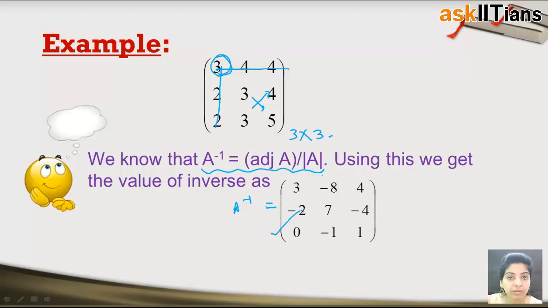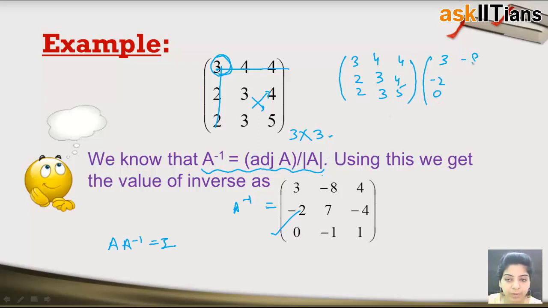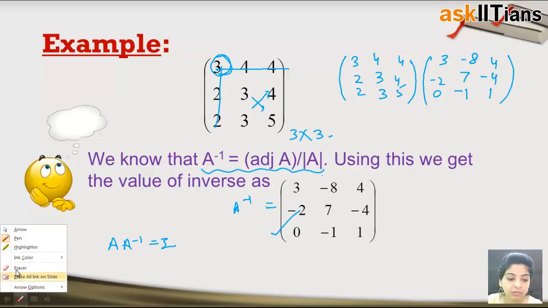After computing all this, you will get the inverse of A as this. Now you can also in fact check whether your answer is correct or not. How do you do that? We know A into A inverse should come out to be identity. So what you can do is write down A: 3 2 2, 4 3 3, 4 4 5, and the A inverse we have obtained is 3 minus 2 0, minus 8 7 minus 1, 4 minus 4 1. Find this product.